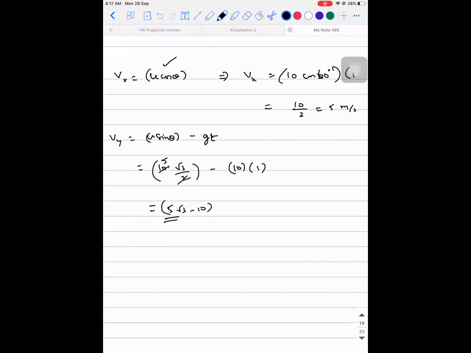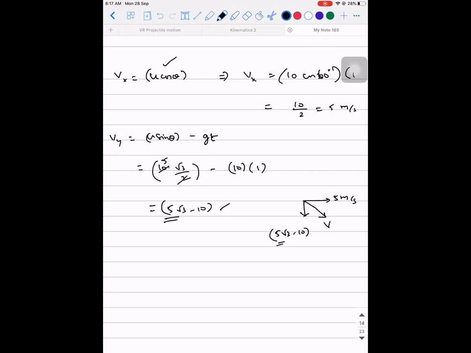I hope these two points are clear. If you observe, this is a negative value, which means the particle is travelling in the downward direction at that instant. So the x component of velocity is 5 meters per second, and the y component of velocity is 5 root 3 minus 10 meters per second. Is it clear or not, guys?